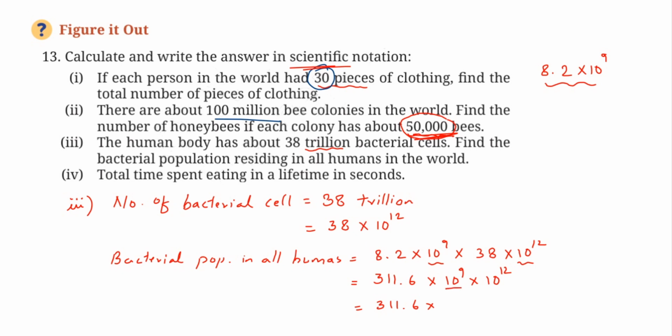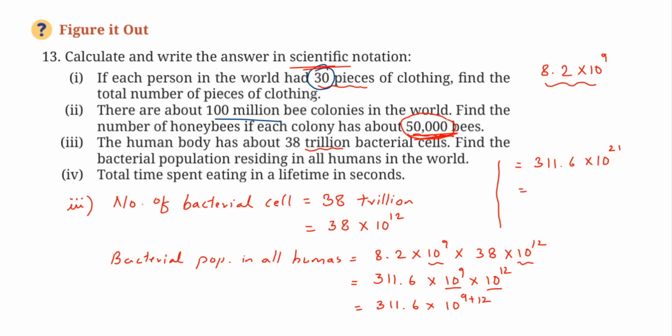Here the bases are the same, so we'll add the powers. We get 10 to the power 9 plus 12. 9 plus 12 is 21. We get, I'm solving here, 311.6 times 10 to the power 21.